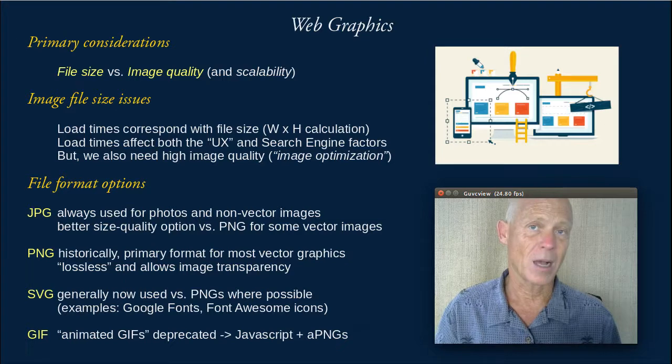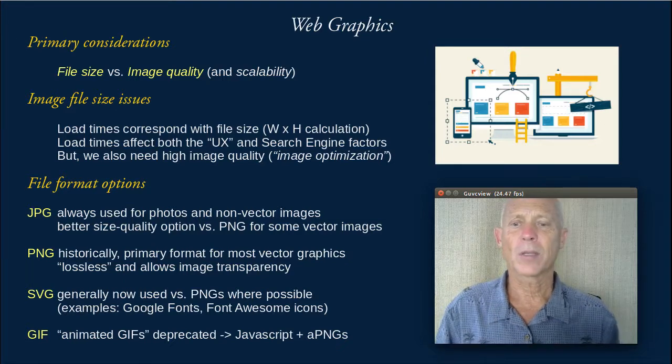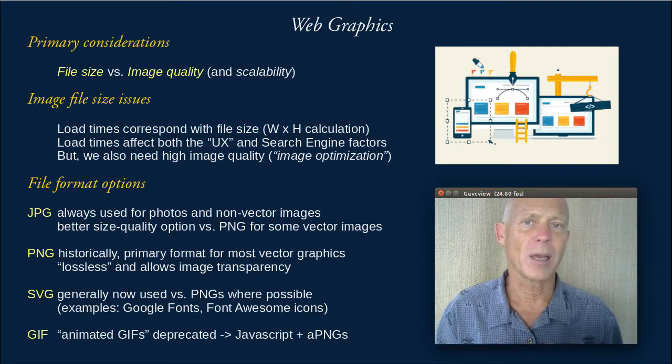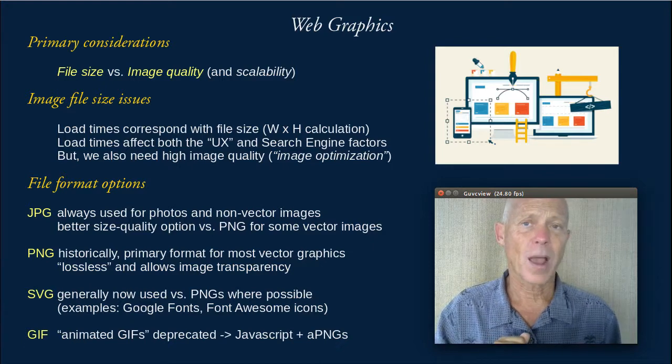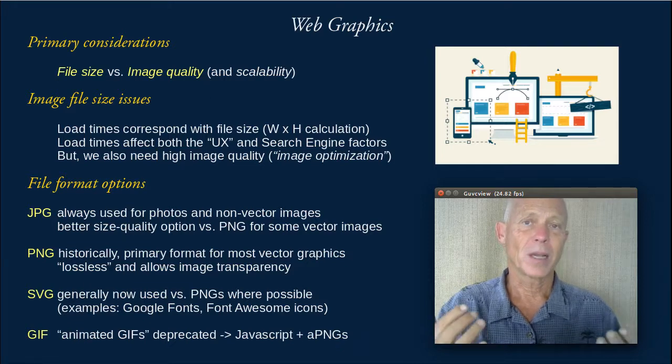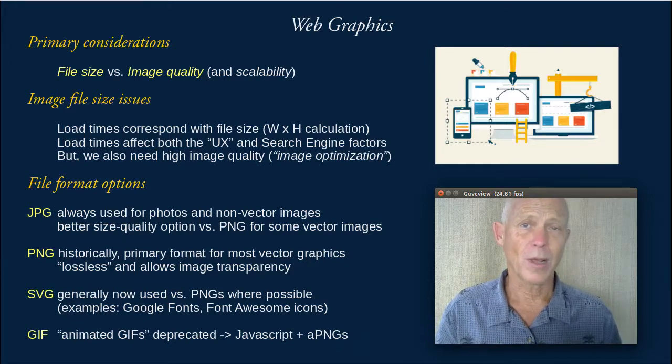Font Awesome icons. Okay, so here on this page, up at the top, primary considerations, file size versus image quality, is something that we refer to often generically as image optimization. So we need to maintain high quality for either our photograph or our vector graphic, but at the same time we don't want to make that file larger than needed because that slows down the page loading and it degrades the user experience. It also hurts search engine ratings for that page because it's not properly optimized.